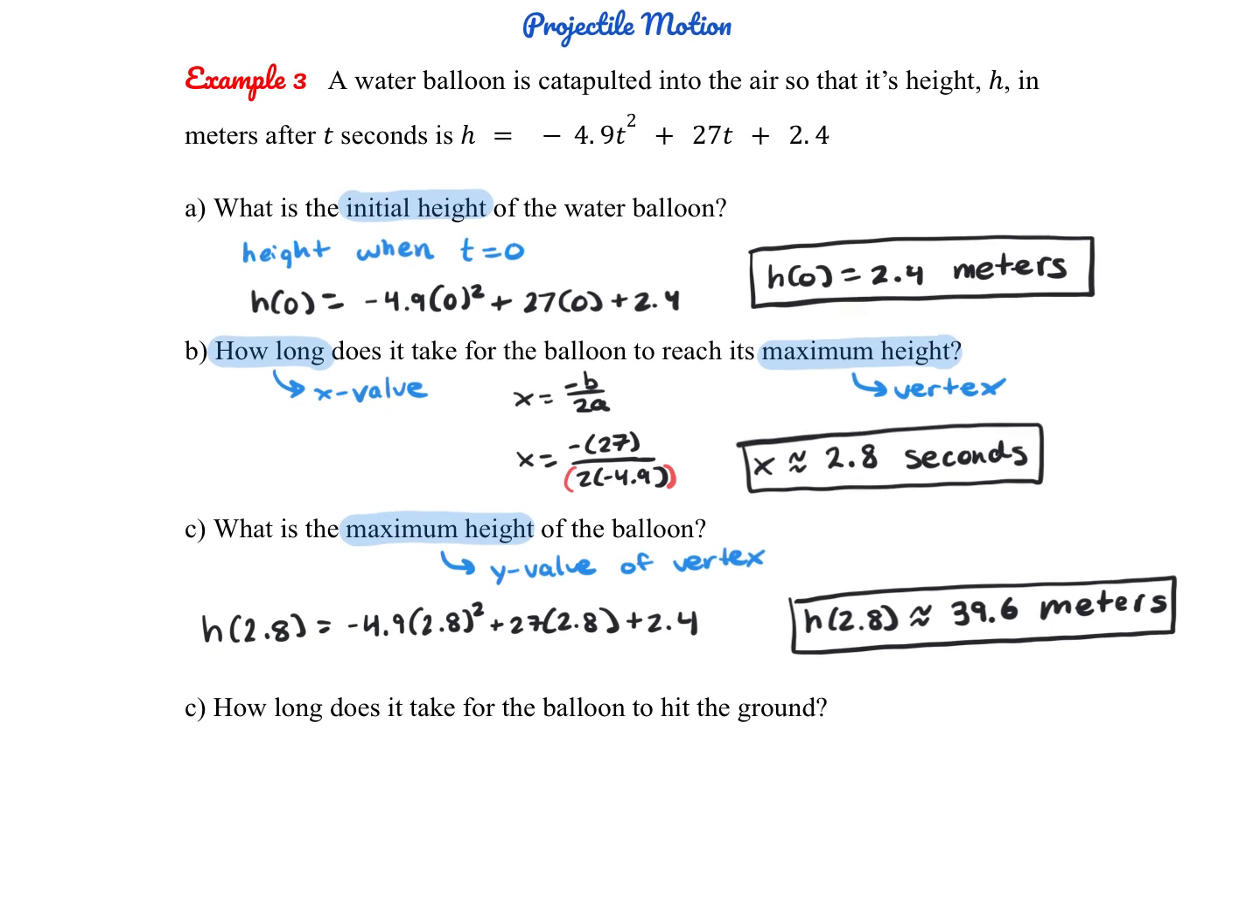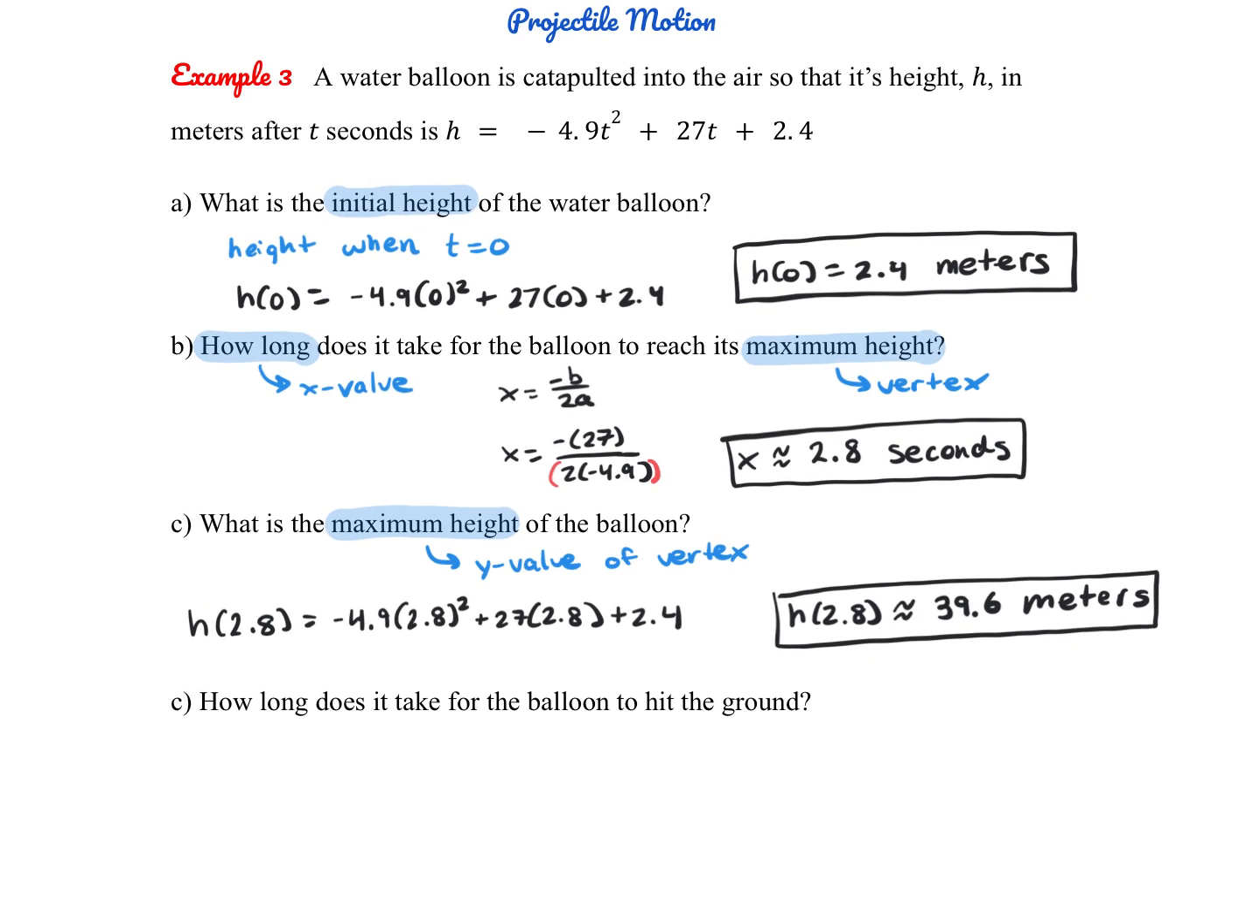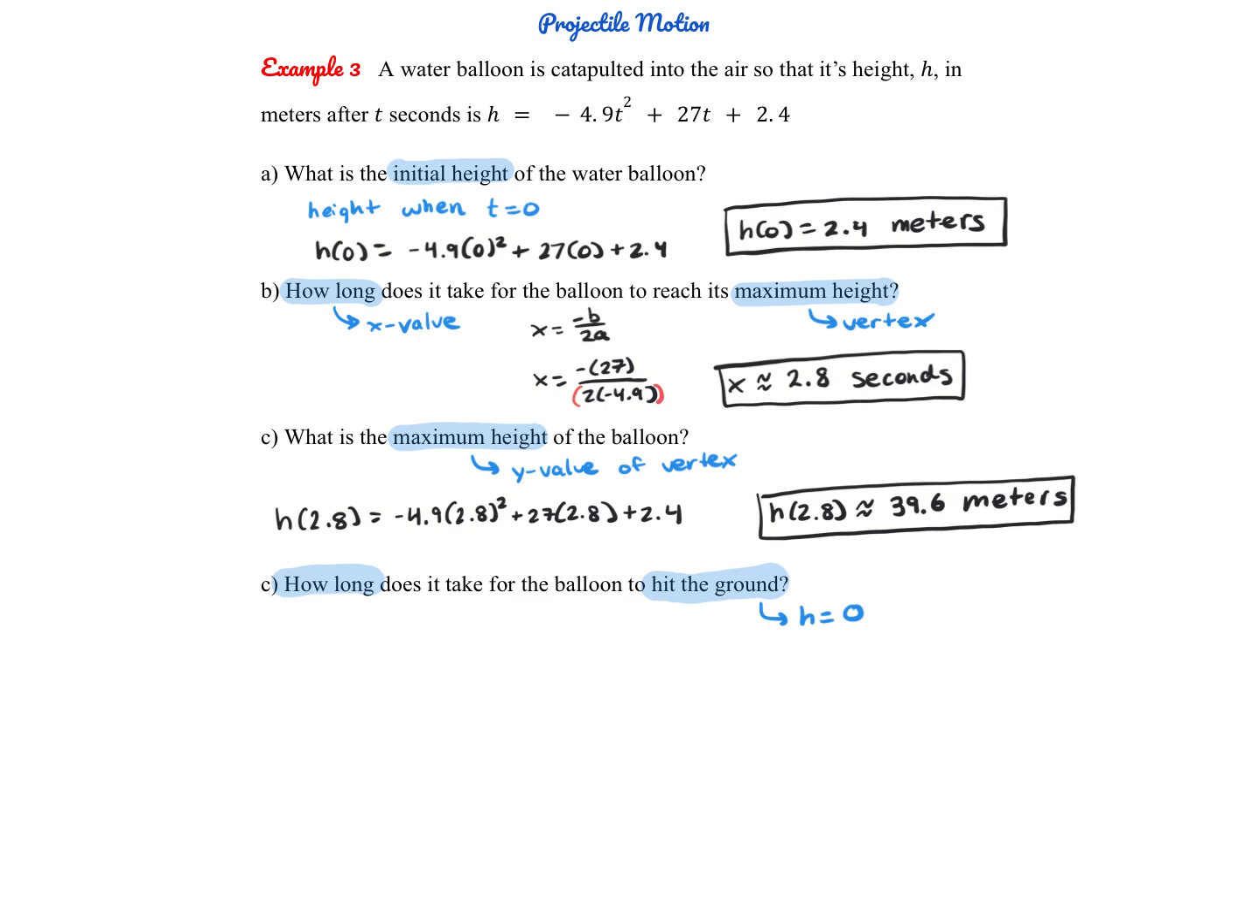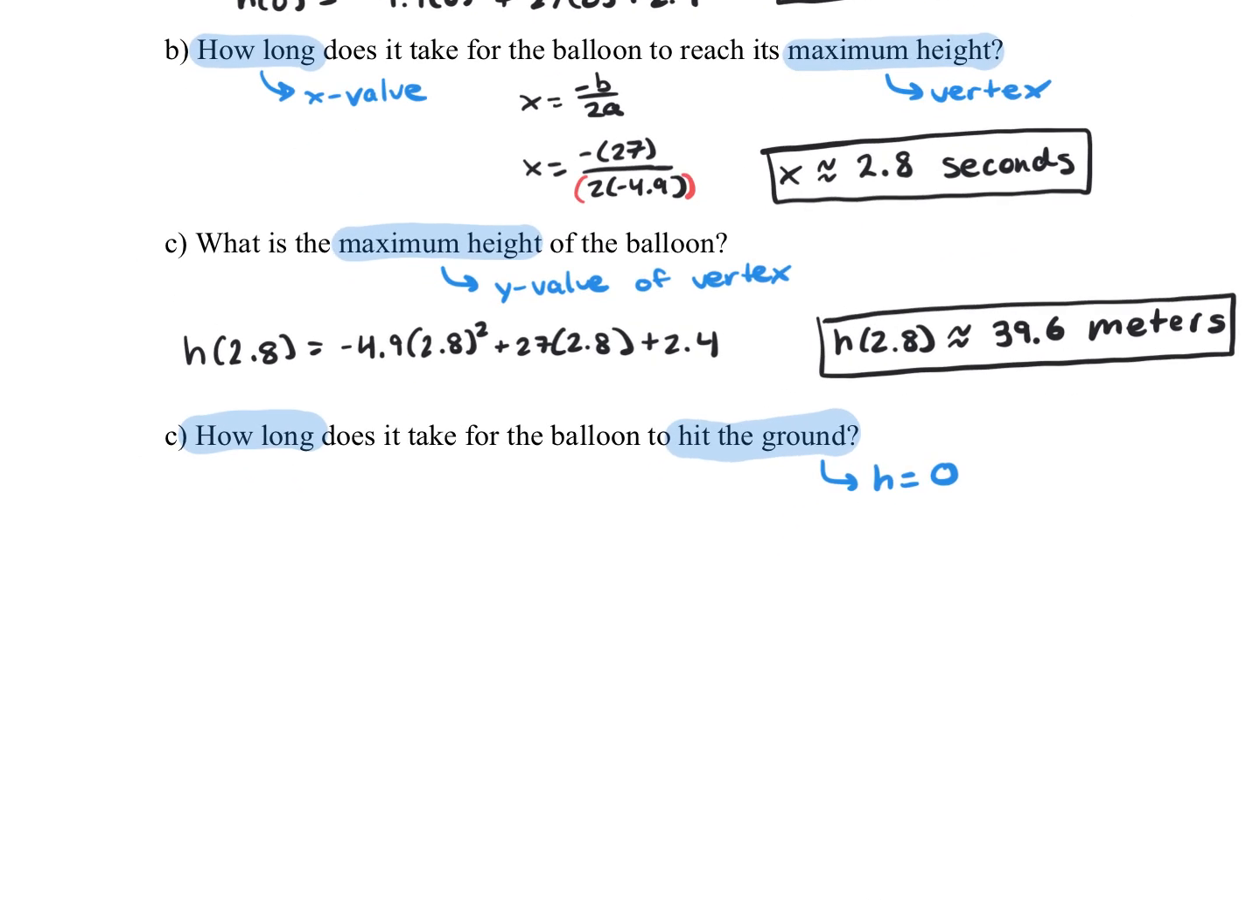All right, this last one asks, how long does it take? So how long, again, we are going to be solving for x, or the t value, for the water balloon to hit the ground. Here we also need to infer a little bit of information. If something is hitting the ground, that's when the height is 0. So we essentially need to set our height equal to 0, and then we need to solve. So we have 0 equals negative 4.9t squared plus 27t plus 2.4.